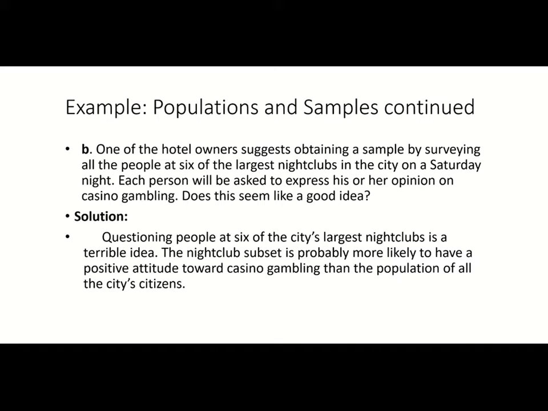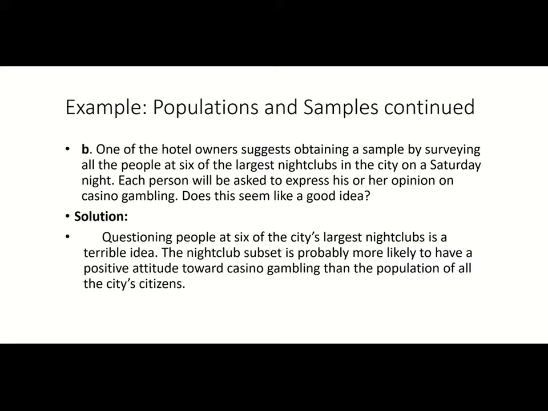Now, the population is all of the citizens of the city, so they can't survey every single citizen. They have to find a representative sample. One of the hotel owners suggests they can obtain a sample by surveying all the people at 6 of the largest nightclubs in the city, and they're going to do this on a Saturday night. Each person will be asked to express his or her opinion on casino gambling. Does this seem like a good idea?